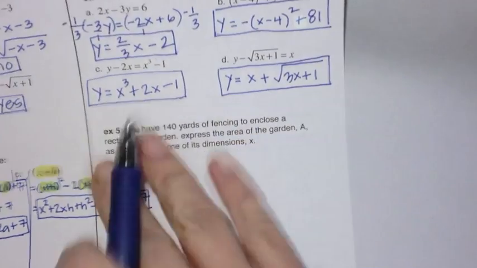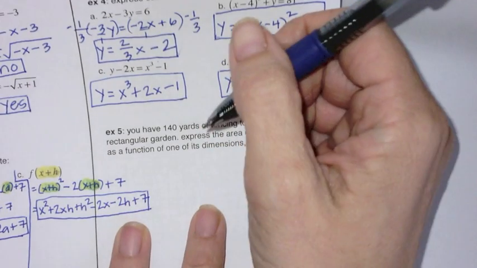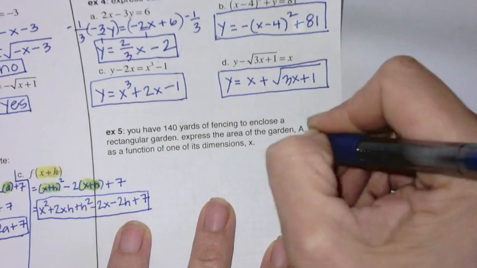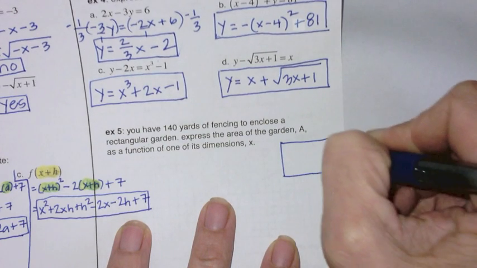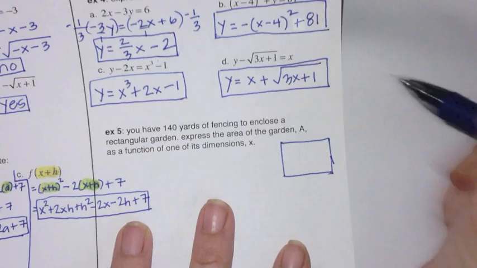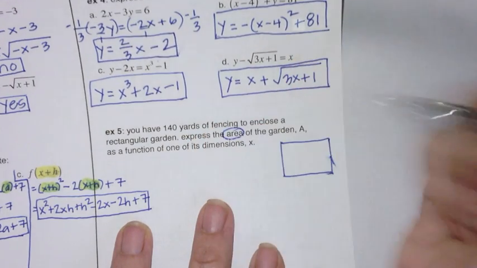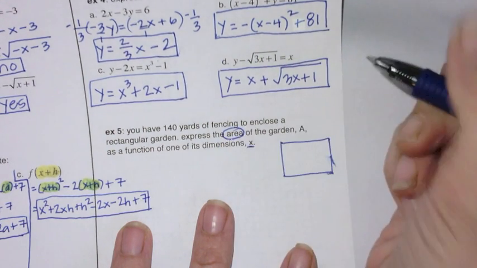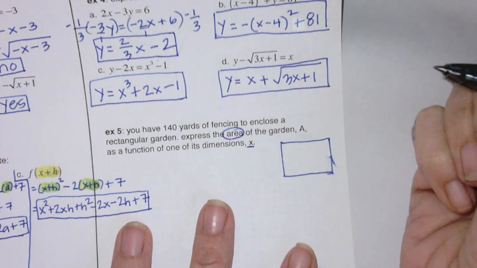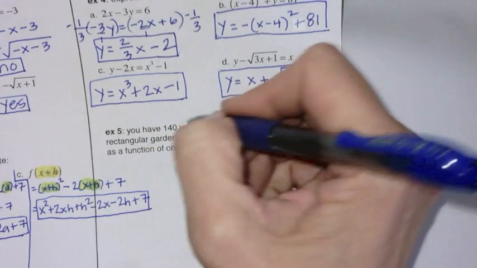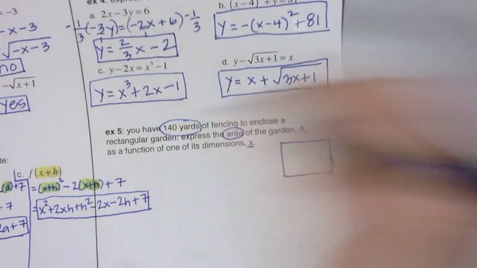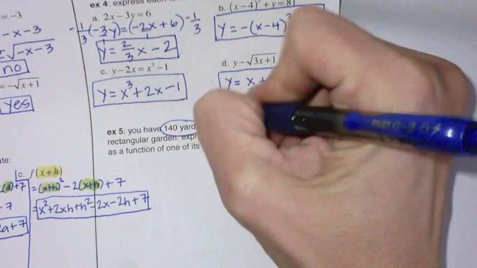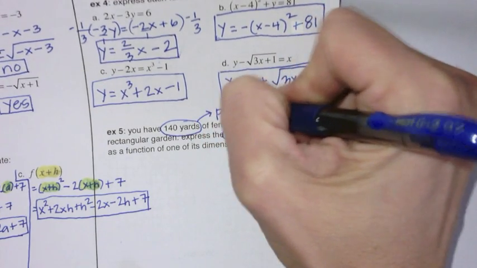So you have 140 yards of fencing to enclose a rectangular garden. So you're going to enclose the whole garden. We'll talk about this more in a second. Express the area of the garden as a function of one of its dimensions, x. So it's saying y is a function of x. We also have 140 yards of fencing, which is actually going to be the perimeter. Why is this important?